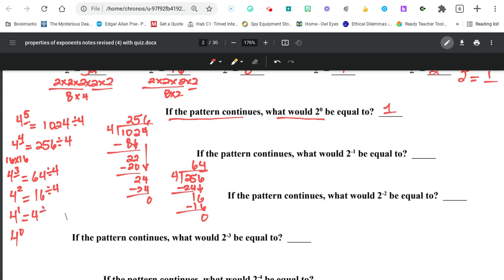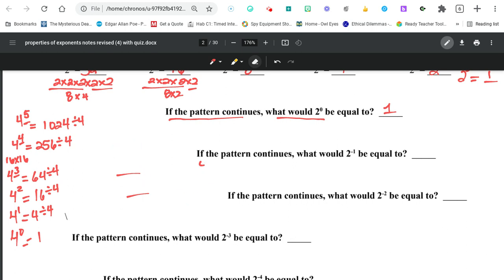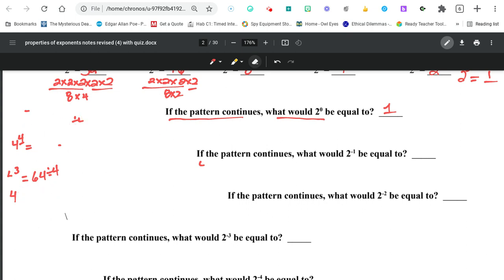So 4 to the 0 power. What's 4 divided by 4? Okay, so it looks like it doesn't matter what my base is. If my exponent is 0, it looks like the answer is 1. Okay, let's try one more just to verify our proof or what we're thinking, okay?